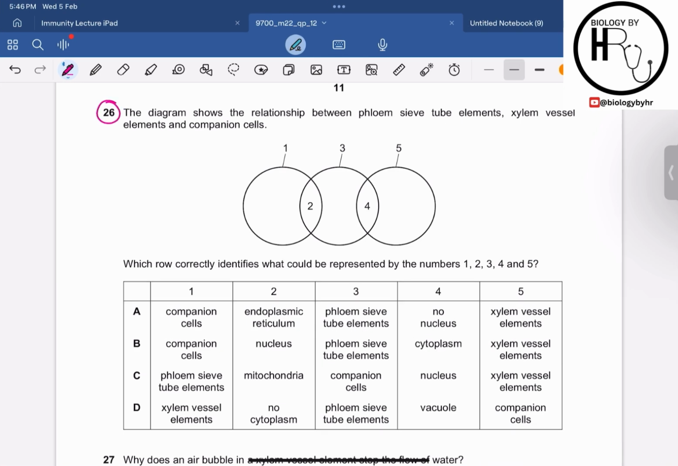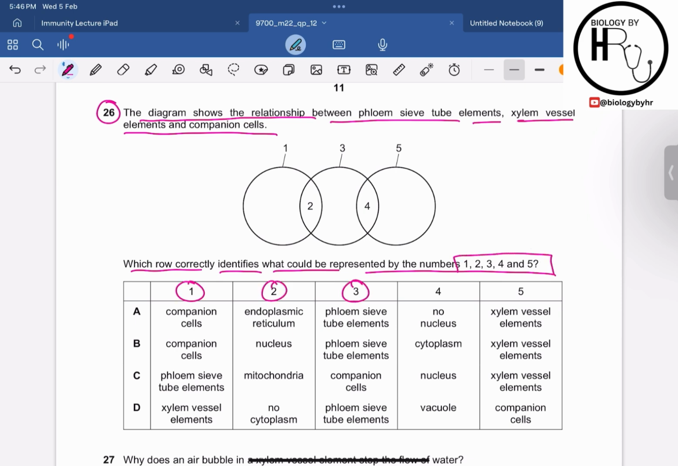Question 26 says that the diagram shows the relationship between the phloem sieve tube element, xylem vessel element, and the companion cell. So this is basically the chart which they are showing, and they are relating 1, 2, 3, 4, and 5 in it. Now they are asking which row correctly identifies what could be represented by the numbers 1, 2, 3, 4, and 5.